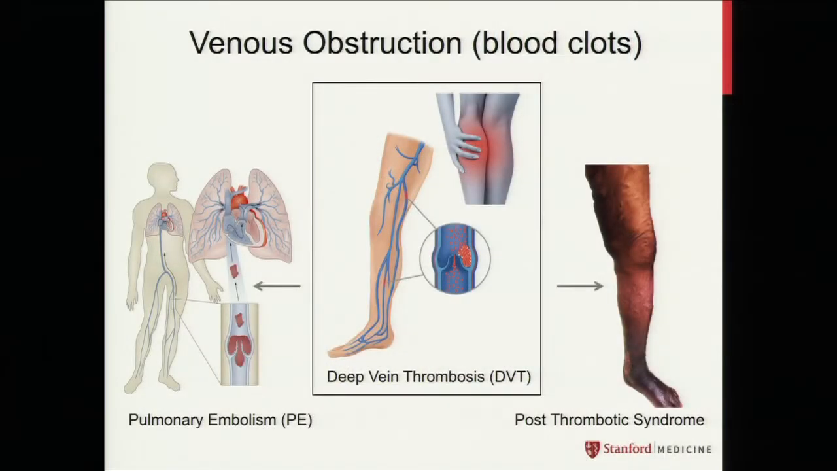So the other venous disease is blood clots. This is a little bit different than the venous reflux. But blood clots occur often. You may hear about DVTs. This is for deep vein thrombosis. So now we're talking about the deep veins that run deep in our muscles.